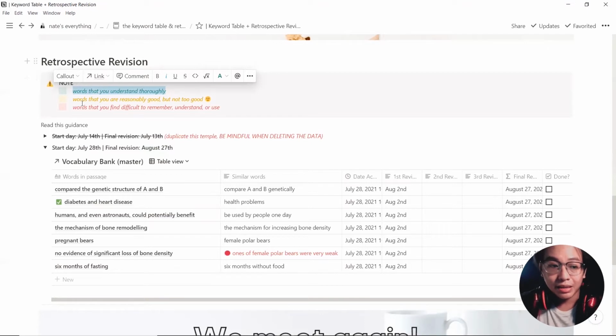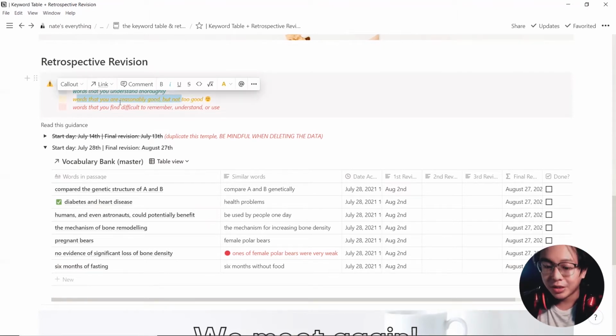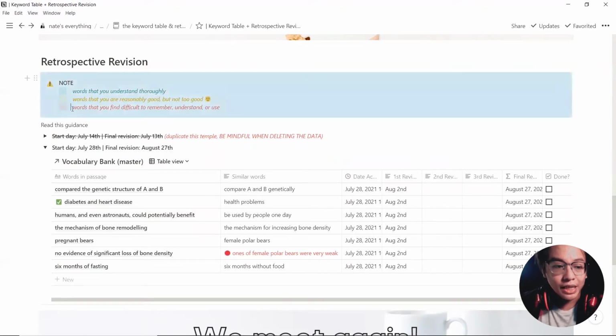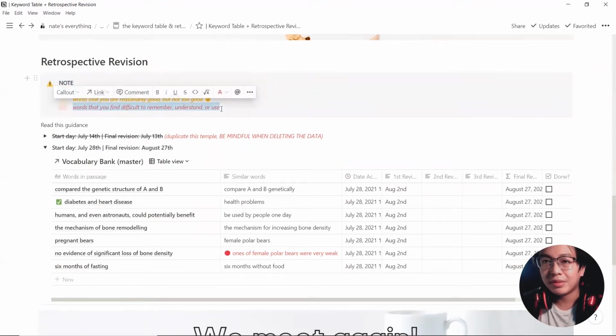The yellow highlight means words that you are reasonably good at, but not too good. You can understand it, but you don't remember it, or maybe you cannot use it in writing, or even if you can use it, it's not really grammatically correct. Words in red highlight mean that you cannot really remember, you cannot really understand, or cannot use it, or maybe you have some problem with grammar or even pronunciation. So it's more serious.